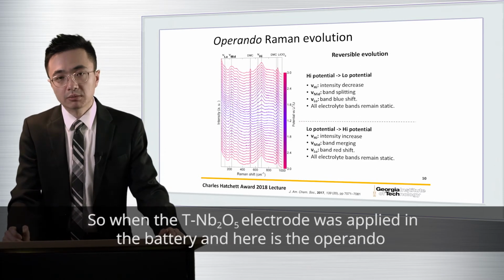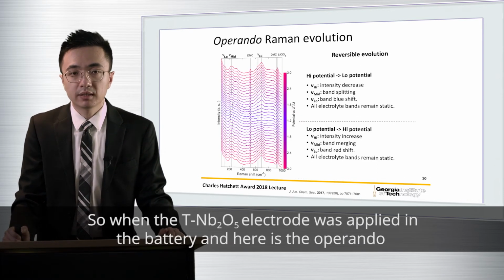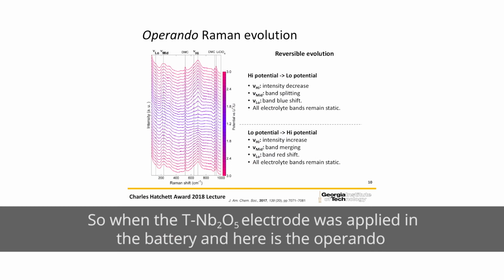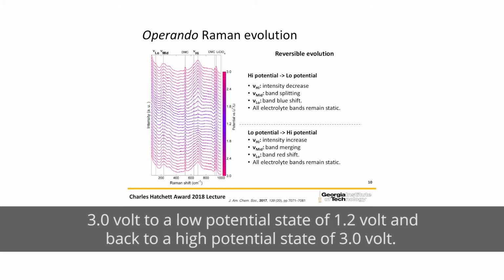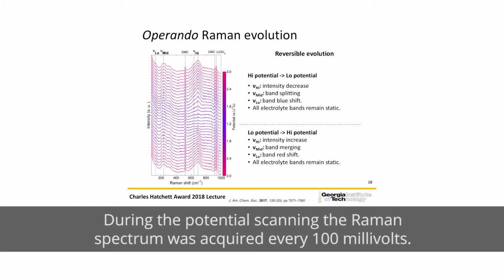So when the T-niobium oxide electrode was applied in the battery, here is the operando Raman spectroscopic evolution. The cell potential was scanned from a high potential state of 3.0 volts to a low potential state of 1.2 volts and back to a high potential state of 3.0 volts. During the potential scanning, the Raman spectrum was acquired every 100 millivolts.